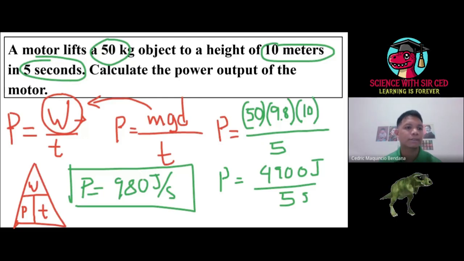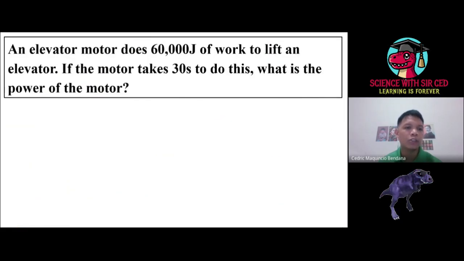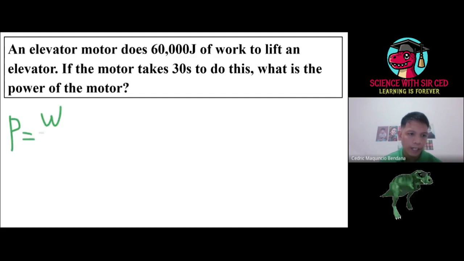Okay, last one. This is the last one. An elevator motor does 600 joules of work to lift an elevator. If the motor takes 30 seconds to do this, what is the power output? So we are going to calculate power again. Power is equivalent to work divided by the time. This is the usual thing we do. This is not the first time we do it, and also this is not the last time. We make sure that everything is available.